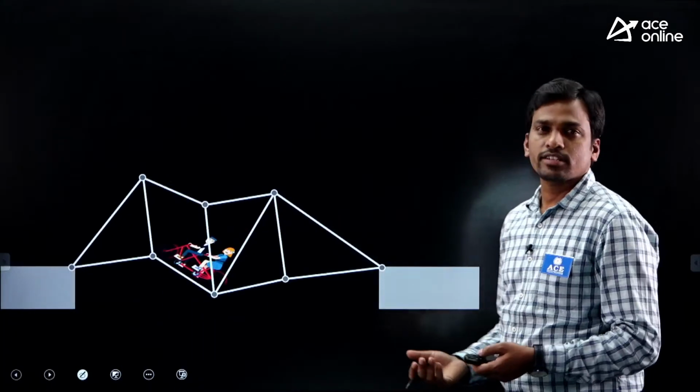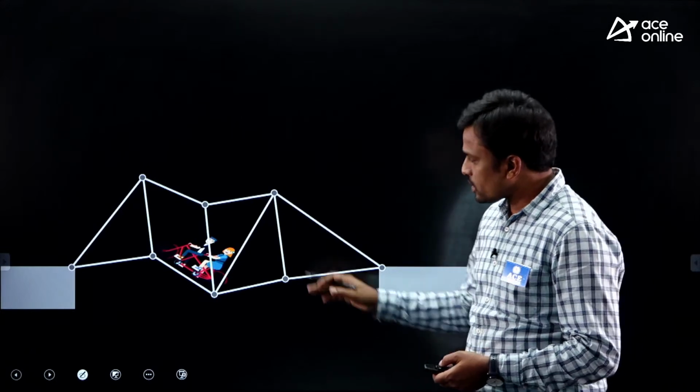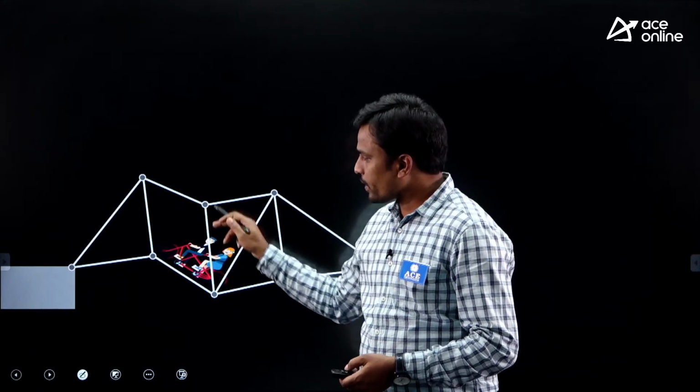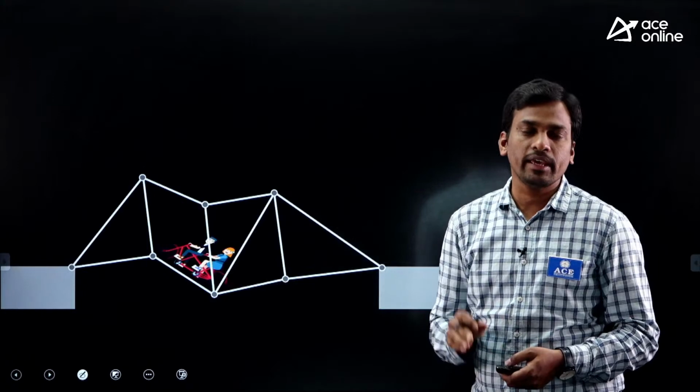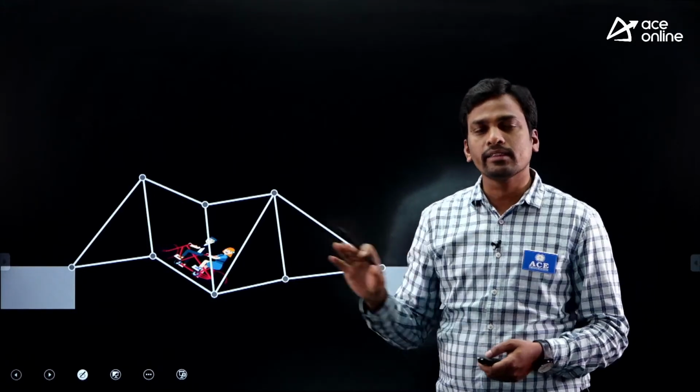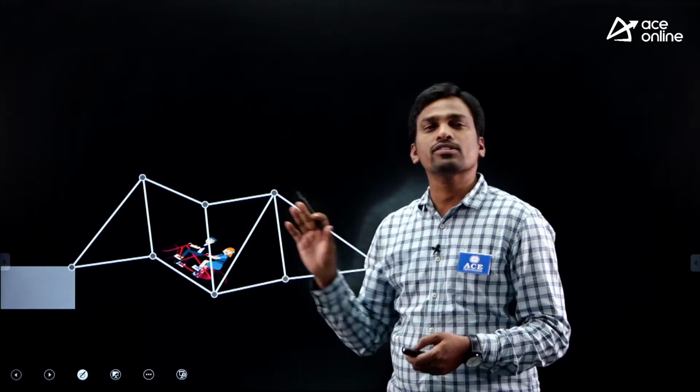Yes, this is an unstable structure. Okay, so this is the problem. I told you the perfect shape of the truss is the triangular shape. If each and every panel is a triangle, then it is an internally stable structure.